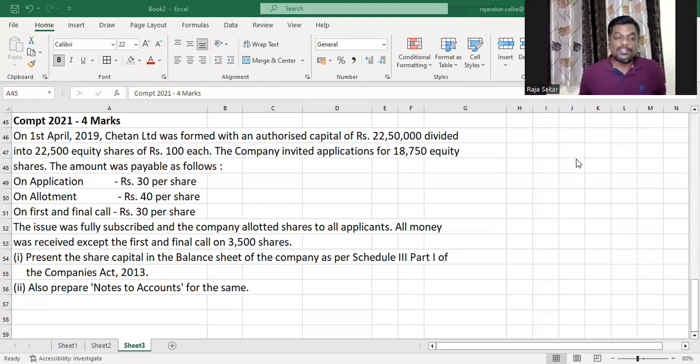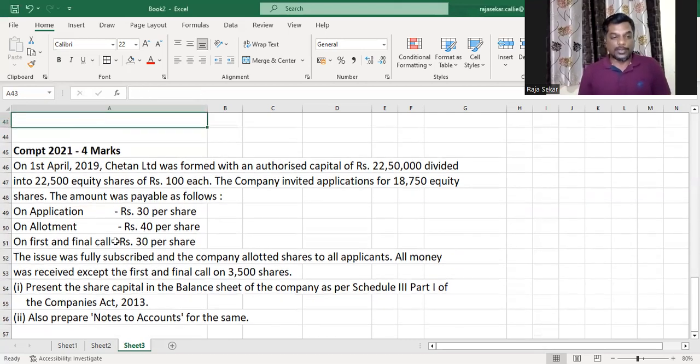So in the previous question, we did not have share forfeiture or calls in arrears. It was just a straightforward question. But in this question, we have calls in arrears because on 3,500 shares we haven't received the first and final call. Am I right, my dear children? So therefore, we have to prepare the schedule of share capital.